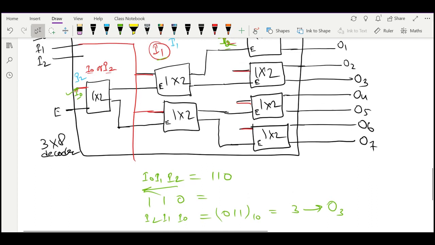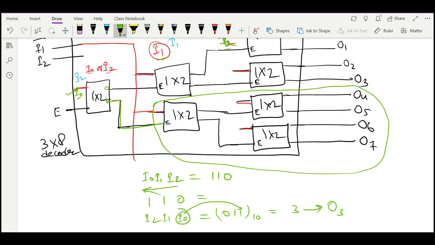When we give I0 as 1, what will happen? I0 as 1, so this is 0 1, so it will activate this one. And nowhere is it activating O3, because if we go this way, it is activating the green circled part, and in this circuit we do not have any O3, so it must be wrong. This is assuming that I0 is LSB and I2 is MSB.